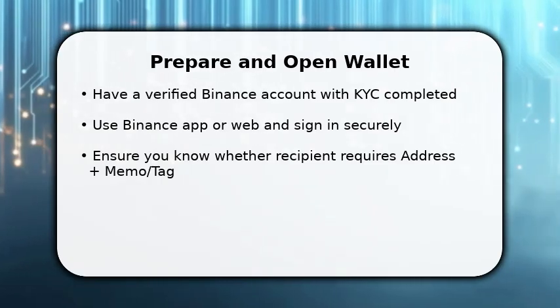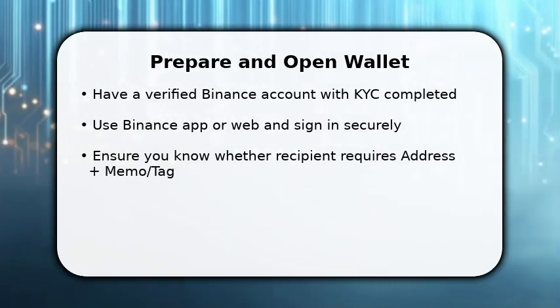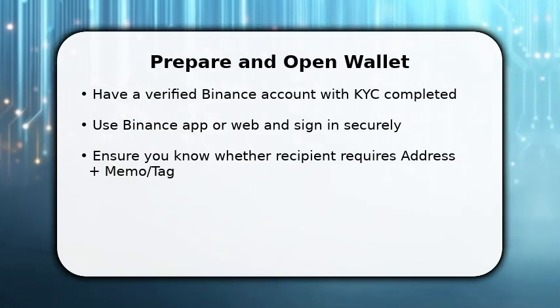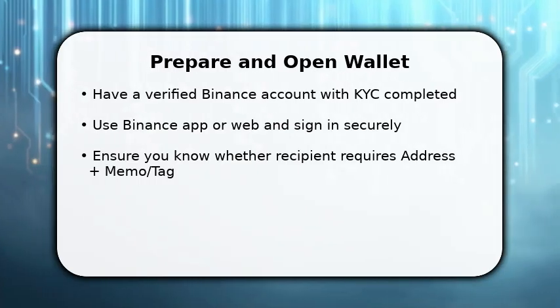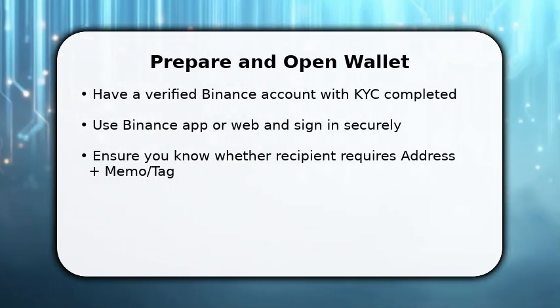Sign in to Binance on the app or website and confirm KYC is complete. Once logged in, go straight to wallet, then fiat and spot. Don't wander. You need TRX Tron selected, so open deposit right arrow crypto.